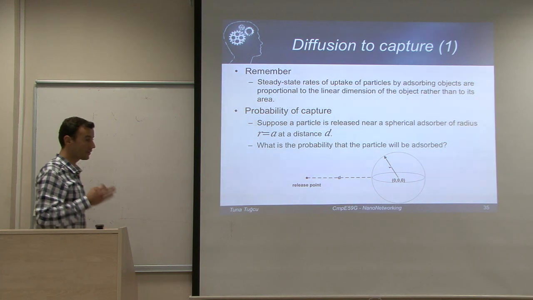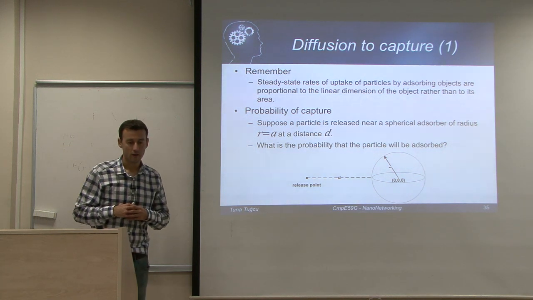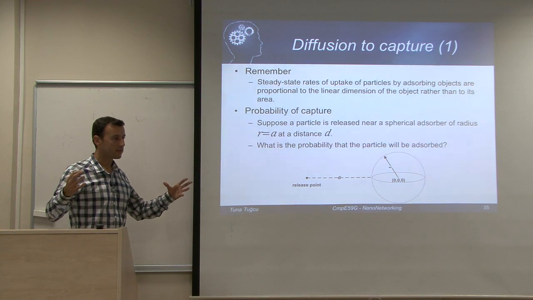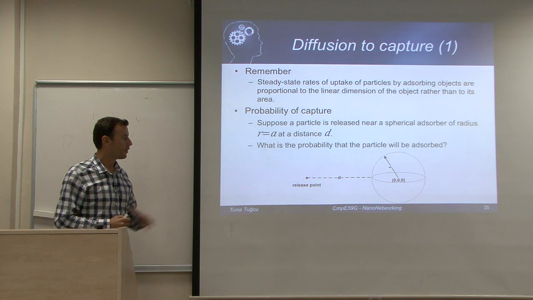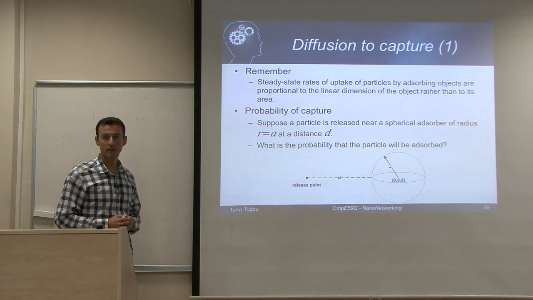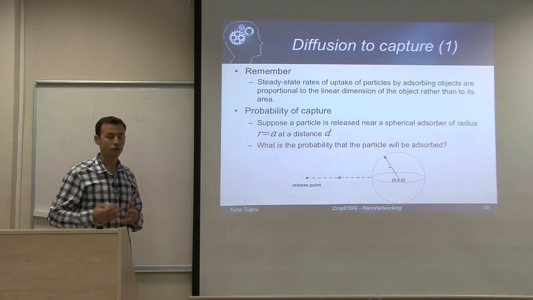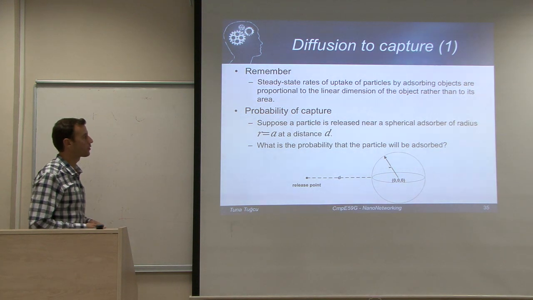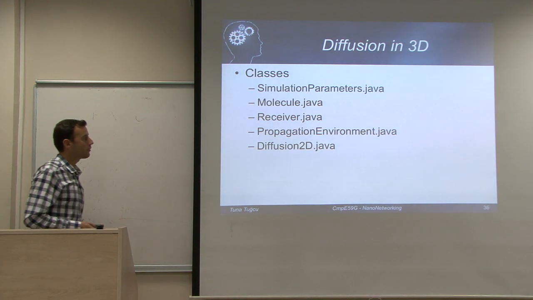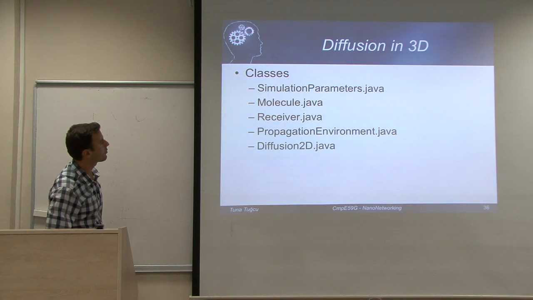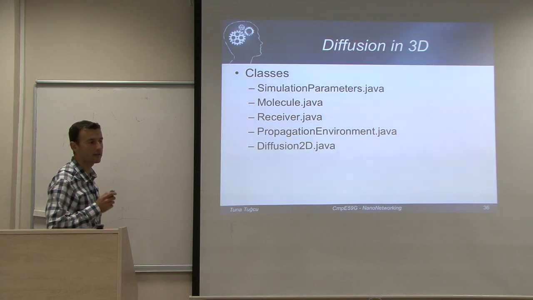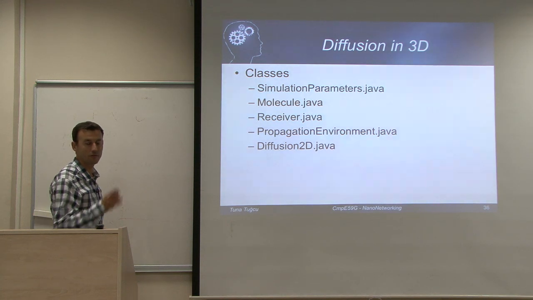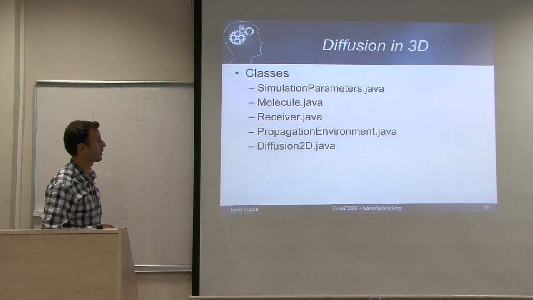But pay attention that this is for infinite space, so you don't have any borders. It's unconfined space. Also, this result holds when the time goes to infinity, so of course our simulation will only approximate that. We have more or less the same thing, but we have added this receiver. In 3D, we don't have the visualization. We will simply check the probability to see if it is in line with the analytical model or not.